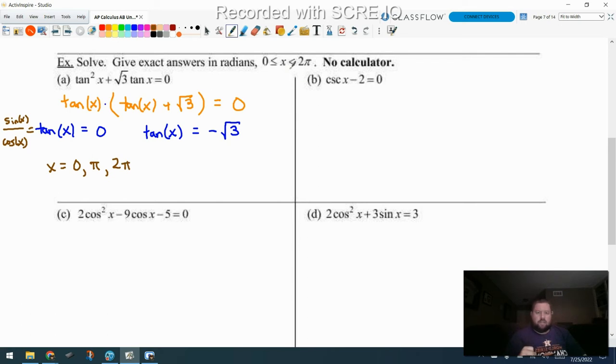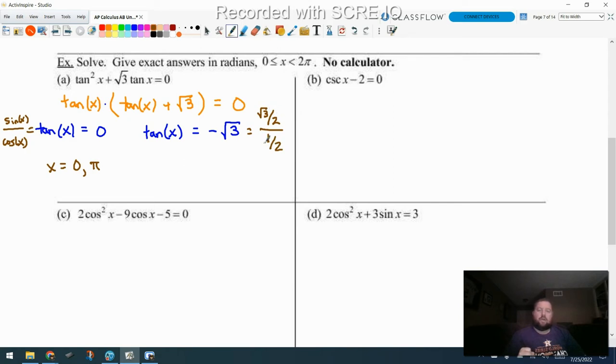Oh, look at this. It says just less than 2 pi, not equal to. So we do not include 2 pi, just 0 and pi there. All right, square root of 3. I always want to translate this to unit circle values. If I'm thinking sine over cosine, and I see square root of 3, then that tells me I have a square root of 3 on top and then a 1 on bottom.